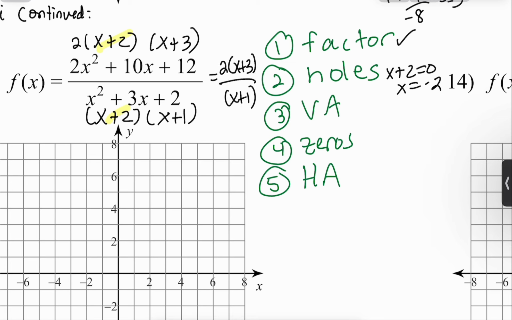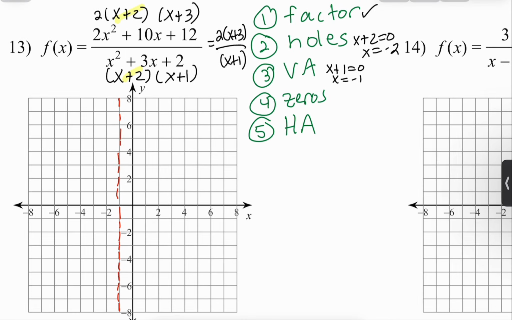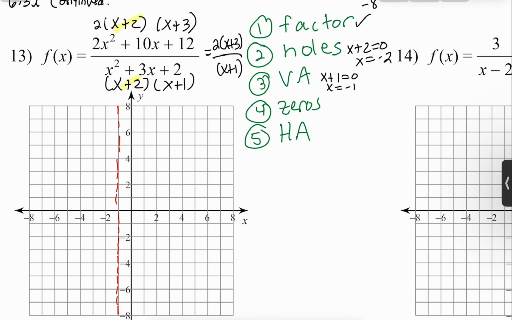So all I've done is remove the x plus 2 factor, so then we can actually look at answering the rest of the problem through that factored reduced form. So our vertical asymptote is where that remaining factor equals 0, or at negative 1. Now, let's go to our graph paper and put on a vertical asymptote at negative 1.